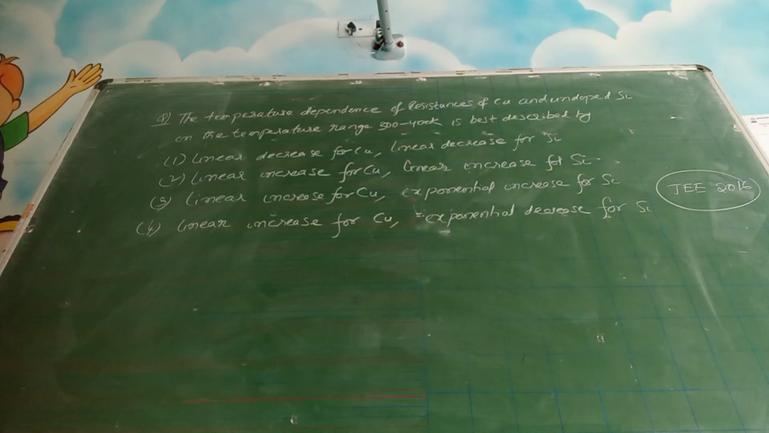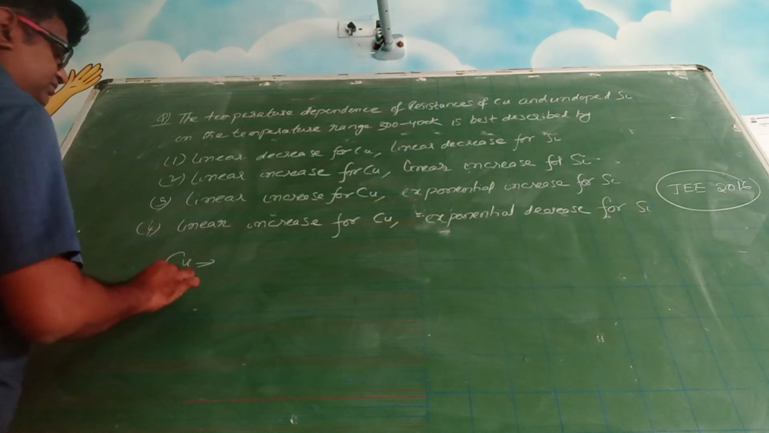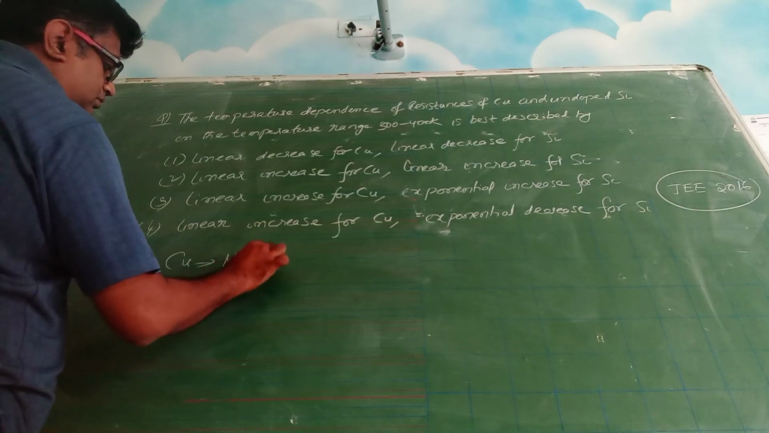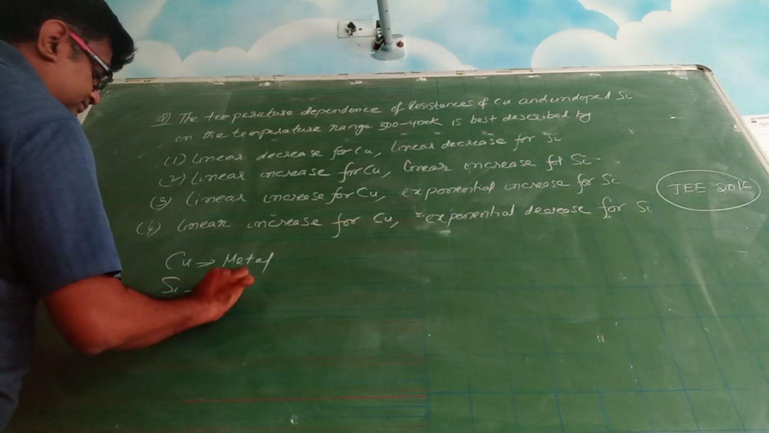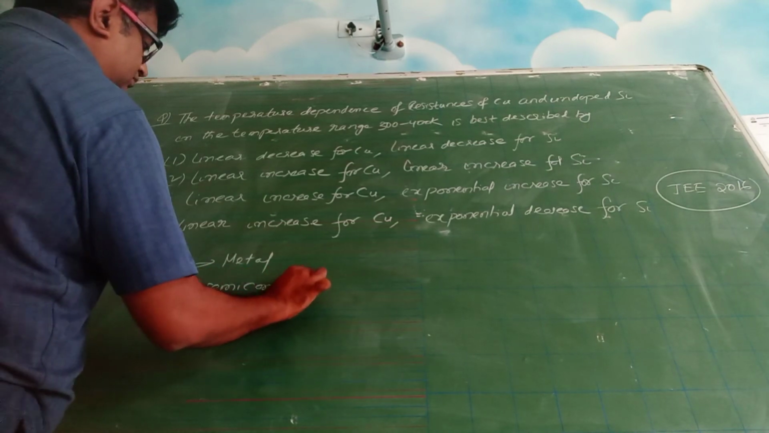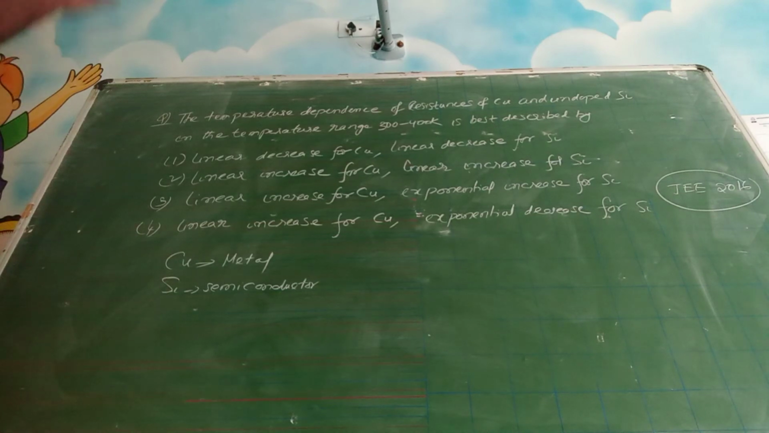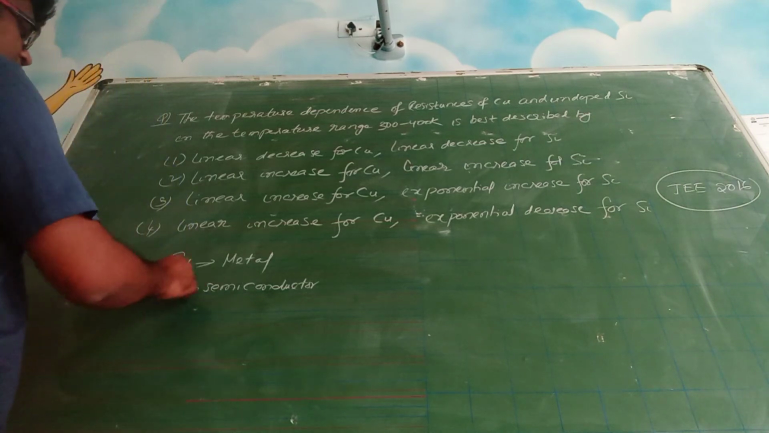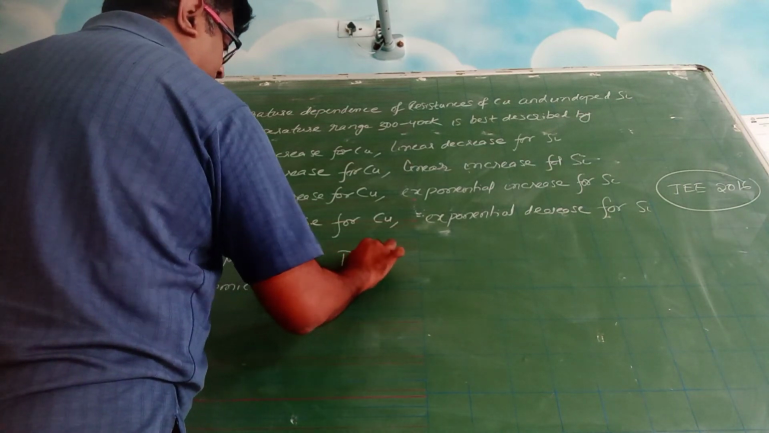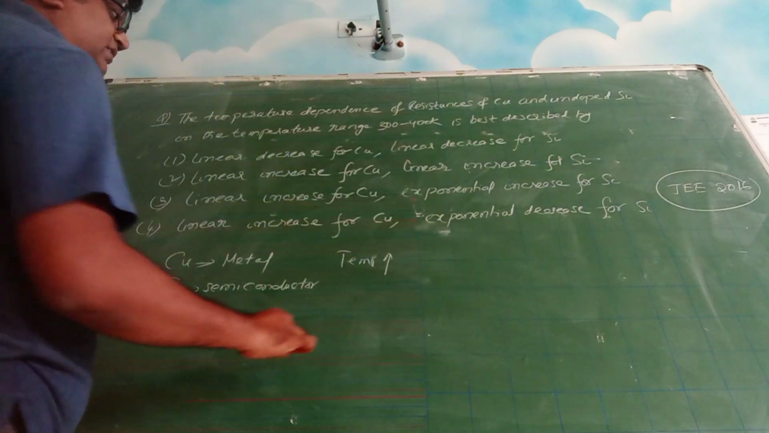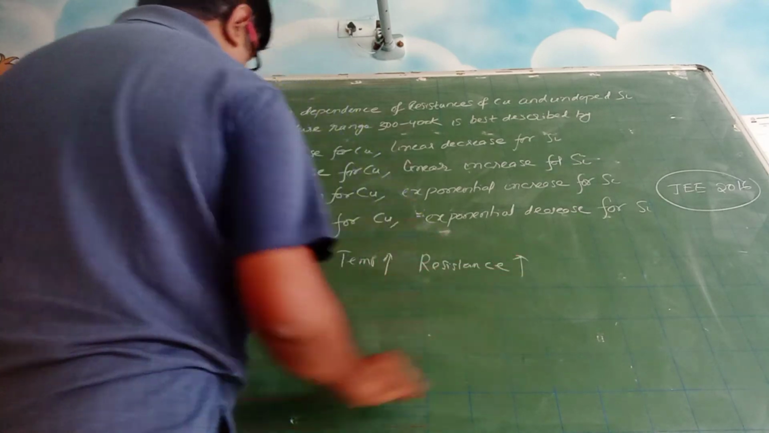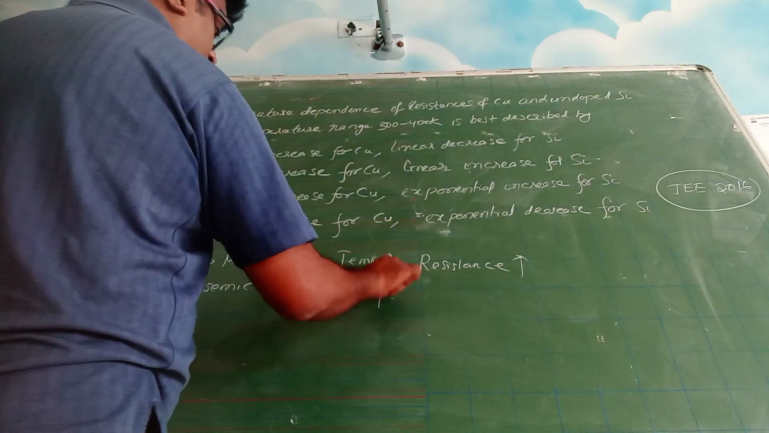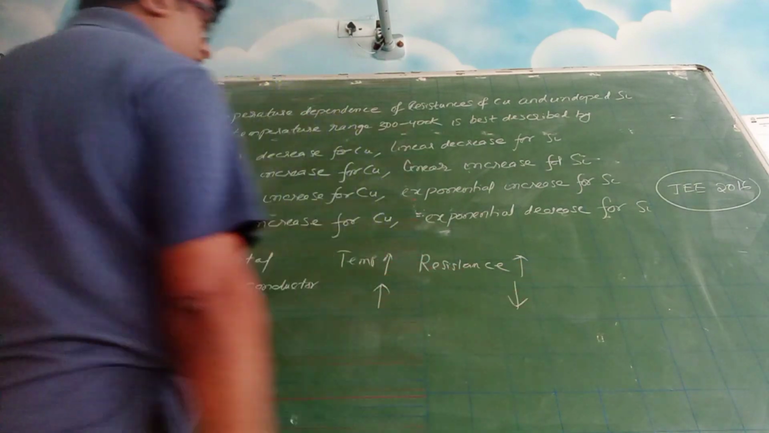Now, if you observe here, copper is a metal. It's a good conductor of electricity. Silicon is a semiconductor. He is saying undoped silicon, which means pure, intrinsic type of semiconductor. Now, in the case of a metal, when you raise the temperature, resistance also rises. But semiconductors are special. When you raise the temperature, the resistance drops.